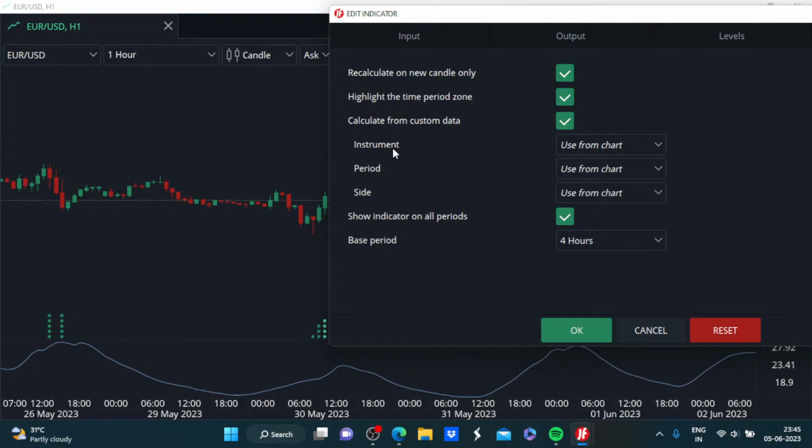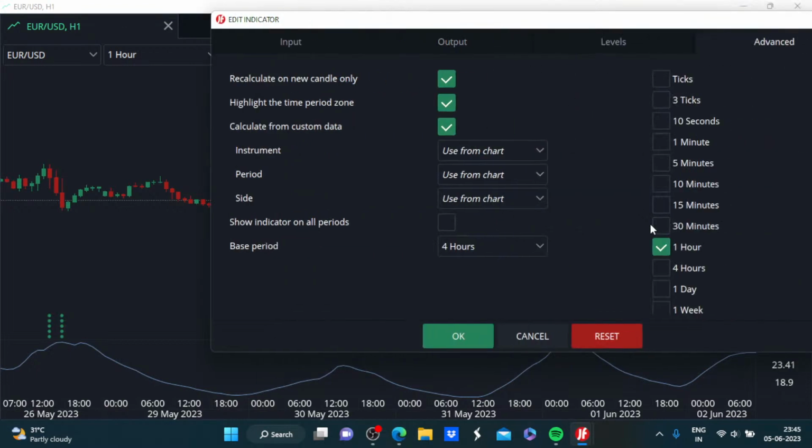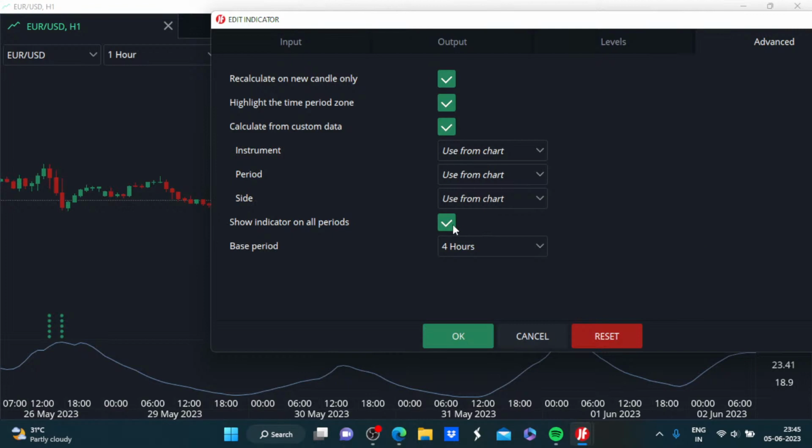If you want this indicator to be available on all the candidates, then you can opt in for this option. Else you can specify on which particular candidate you want this indicator to be available, and on that particular time frame you will have this indicator in place. Basically you can vary the base period, but it is not really going to make much of a difference for this indicator. So I am now reverting back to none.